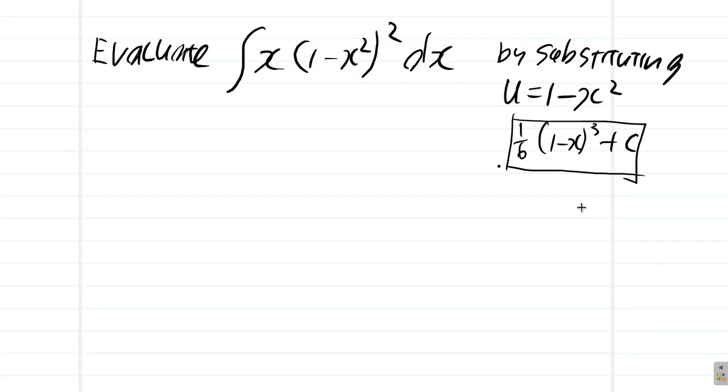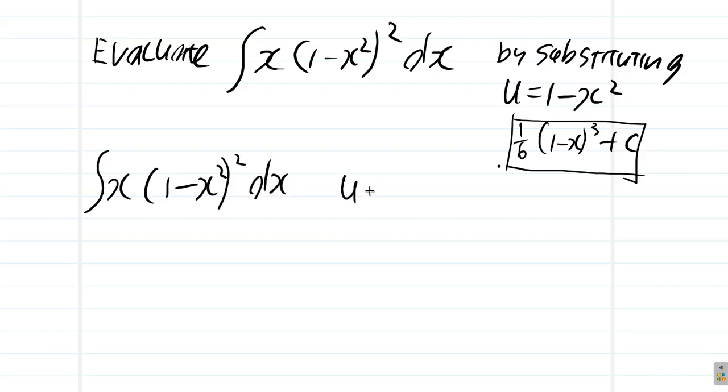Have you finished, all right? Did you get that? Let's look at the question. Here, let me rewrite it. You have the integral of x (1 minus x squared) squared dx. But at the same time, you let u equal 1 minus x squared.